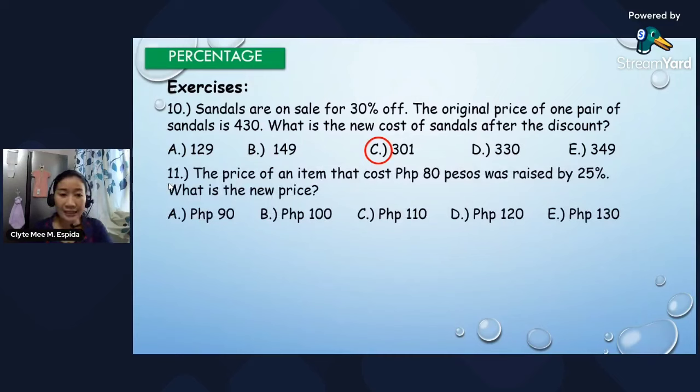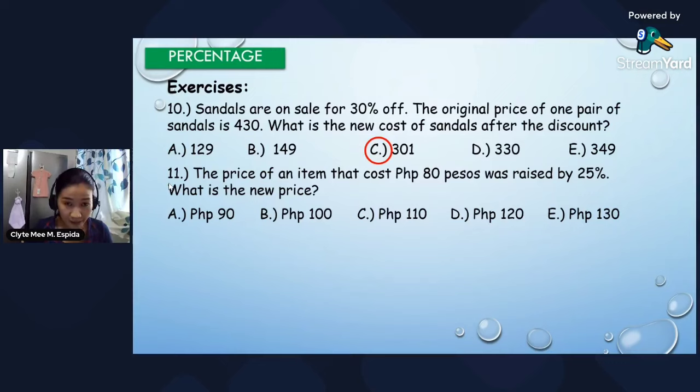The price of an item that cost 80 pesos was raised by 25%. What is the new price? Okay, pag sinabi natin raised, ibig sabihin itinaas. So, what would be your answer for number 11? Okay, for number 11, Sir Limuel Richie Mejia Marasigan. Thank you so much, sir. Your answer is correct.